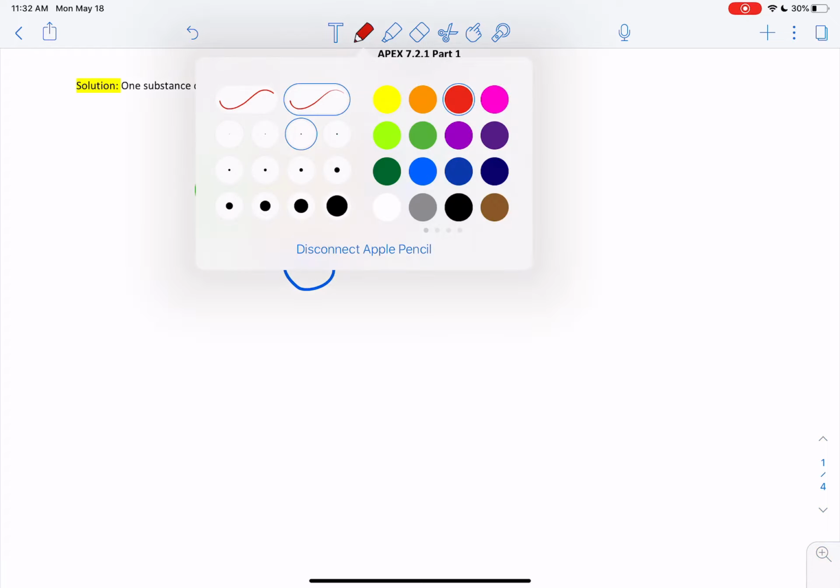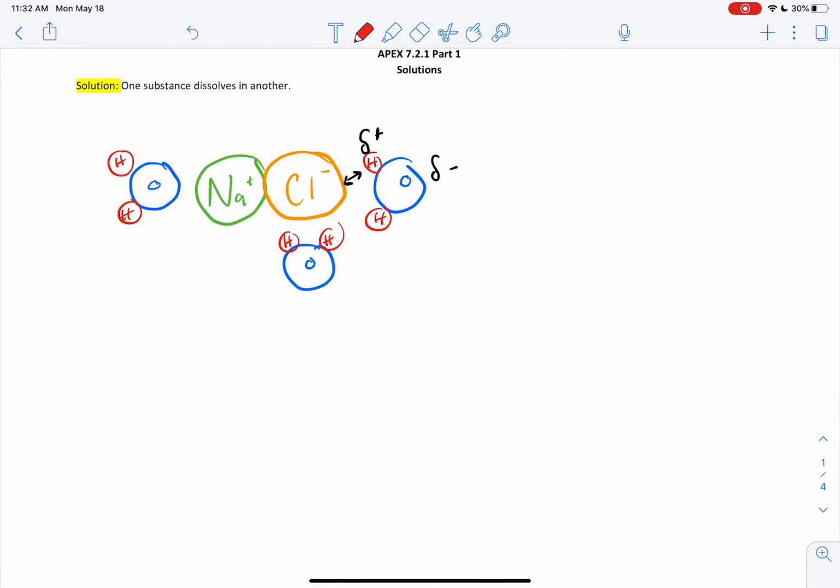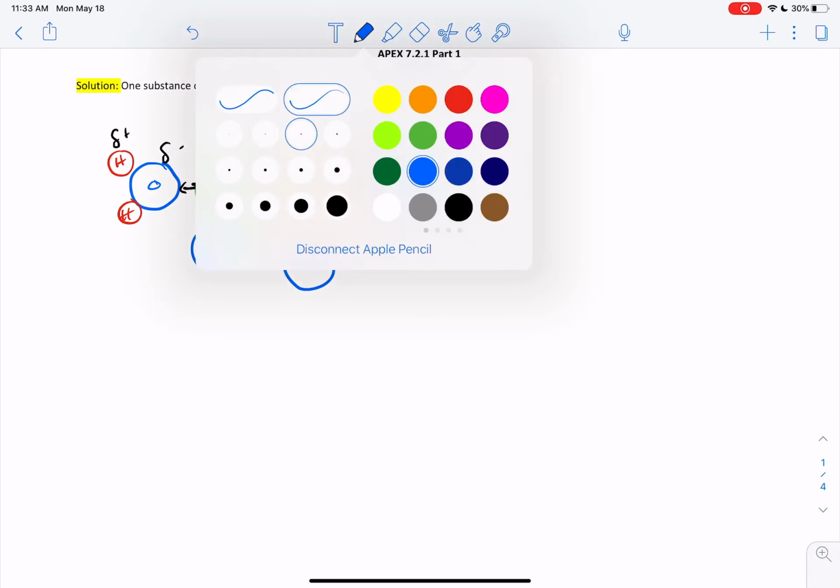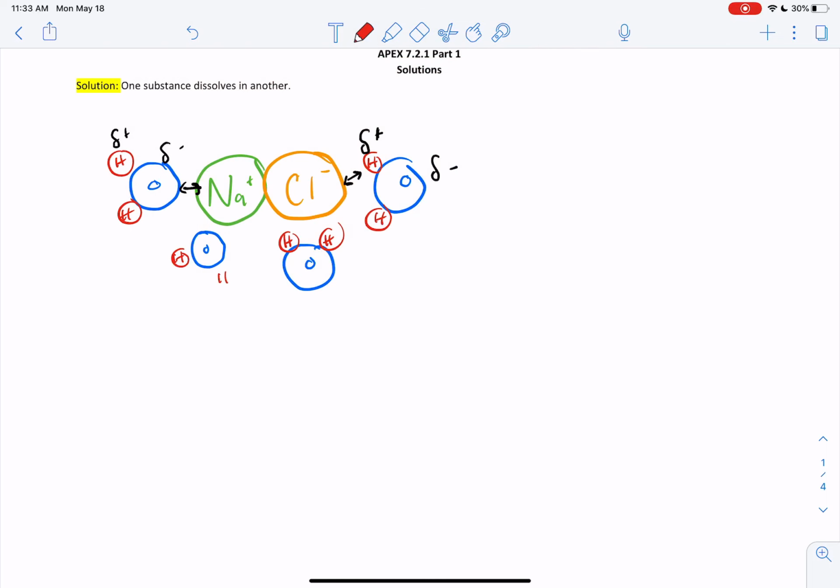Now, at the same time, we have water molecules over here. And again, our oxygen is partially negative because it is more electronegative, it pulls the electrons towards it, and the hydrogen end is partially positive. So now the partial negative of the oxygen end is going to be attracted to the positive from the sodium ion. So at the same time, the oxygen end is going to be attracted to the sodium and pull that apart from chlorine too. So what you end up getting after a while is your sodium and your chlorine separate.